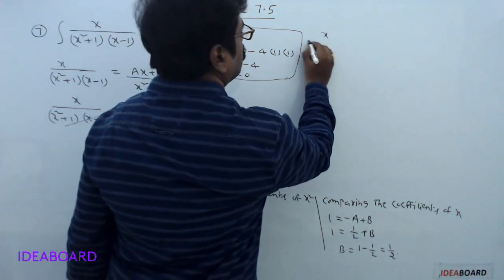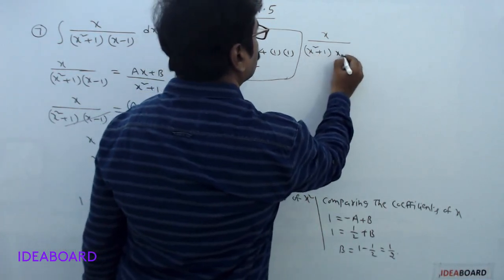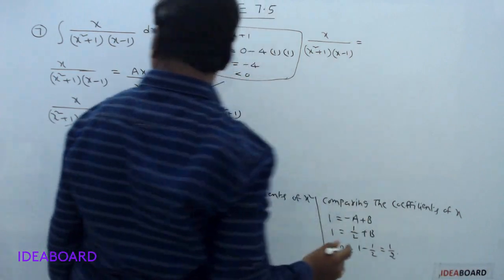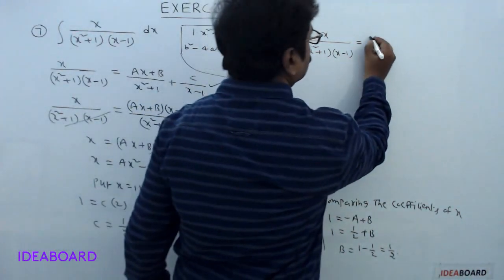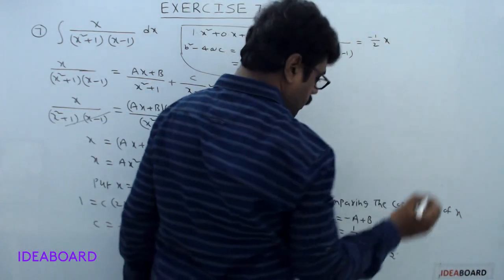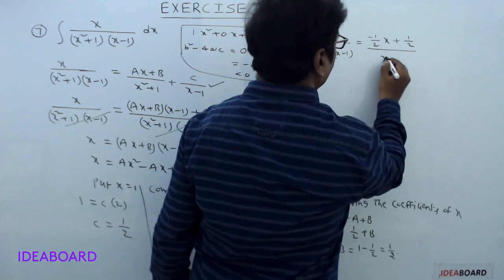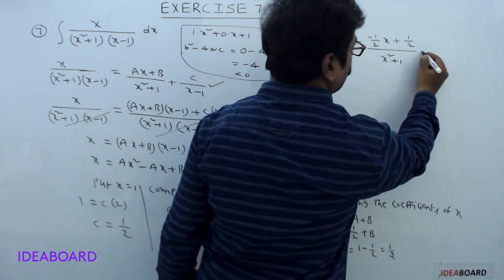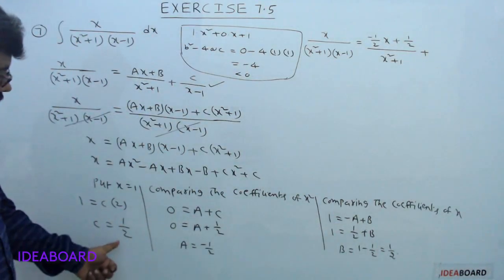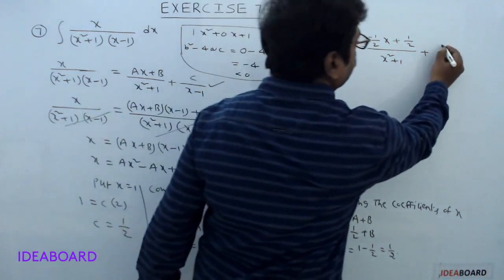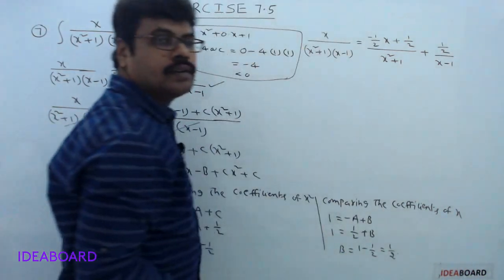Now, x divided by (x square plus 1)(x minus 1) equals (ax plus b) divided by (x square plus 1) plus c divided by (x minus 1). A value is minus 1 by 2, so minus 1 by 2 into x plus b, plus 1 by 2, divided by x square plus 1, plus c divided by x minus 1. What is your c value? 1 by 2. So 1 by 2 divided by x minus 1.